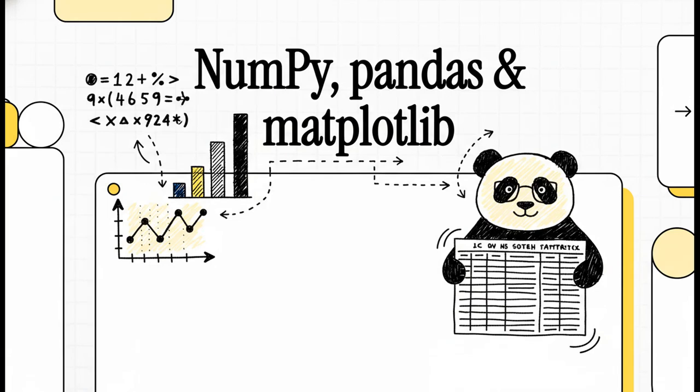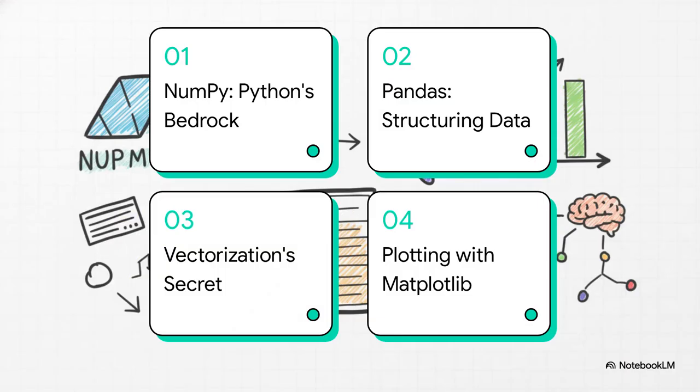Welcome to The Explainer. Ever wonder how data scientists take these massive, messy data sets and somehow turn them into these beautiful, insightful visualizations? Well, today we're going to pull back the curtain and build that exact data analysis toolkit right here in Python from the ground up. We're going to see how three powerhouse libraries, NumPy, pandas, and matplotlib, work together to form the very backbone of scientific computing. Okay, let's dive right in.